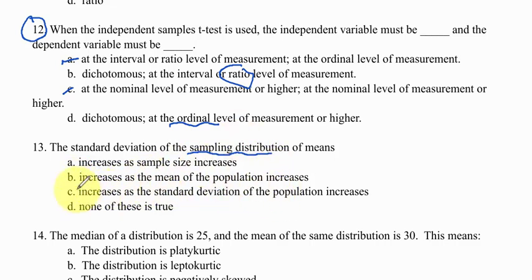C, increases as the standard deviation of the population increases. That is true, right? So remember, standard deviation of a sampling distribution is the population standard deviation divided by the square root of the sample size. So if this top number increases, then the sampling distribution is going to increase as well. So the answer to that is C.